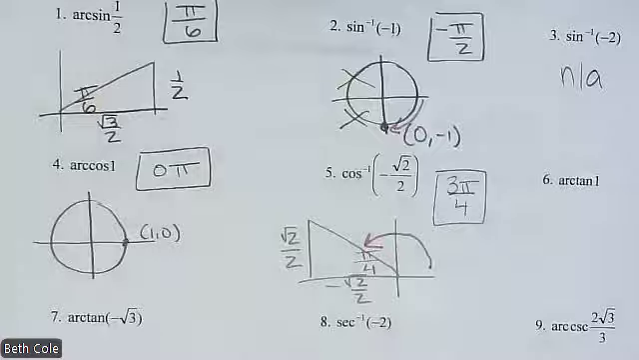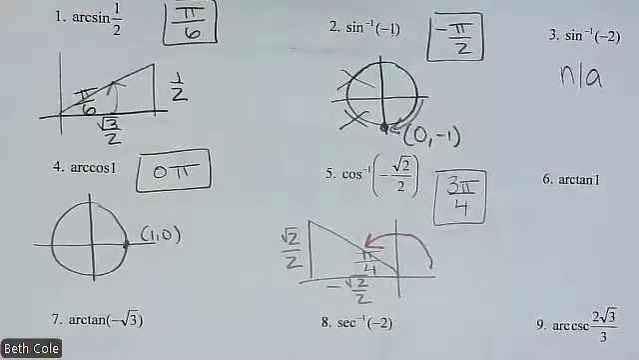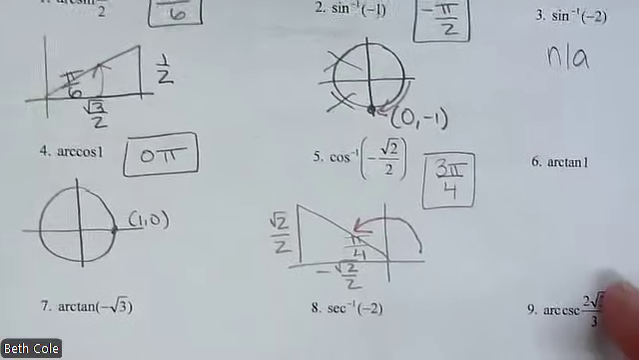Now, if you're in quadrant 1, whatever you get just is your answer. That's where you rotated to. But if you're in a different quadrant, you have to think about it.